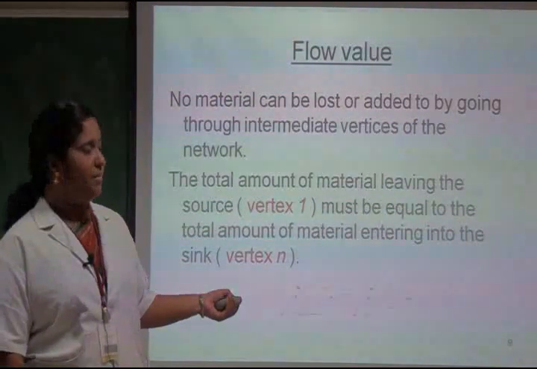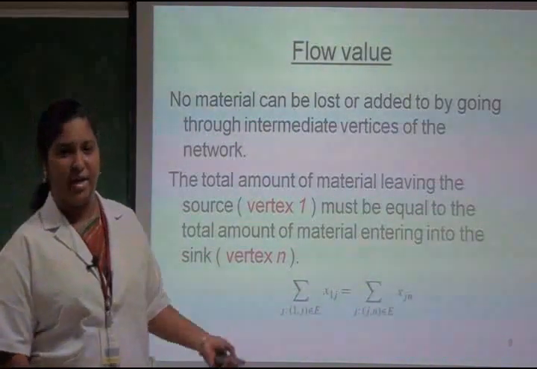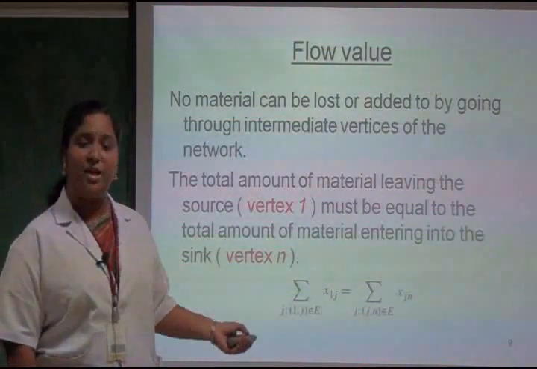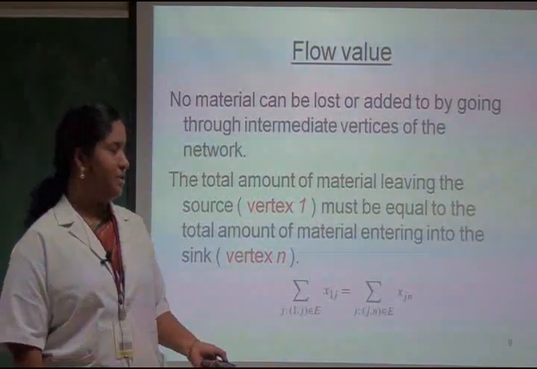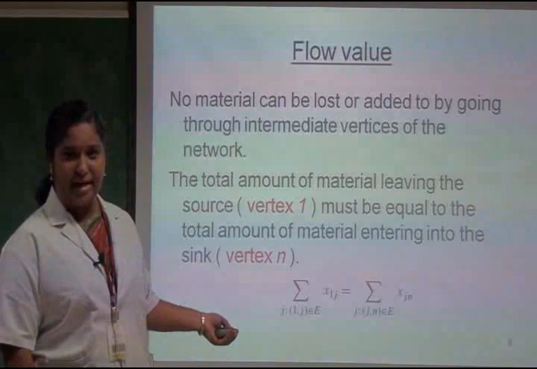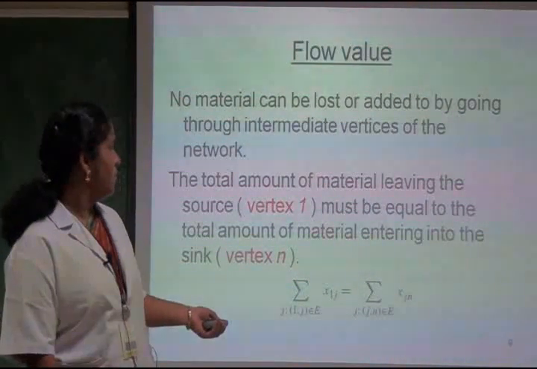The source vertex is represented by vertex 1 and the sink is represented by vertex n. So this condition can be written like this: sigma x1j is equal to sigma xjn. Sigma x1j represents the total amount of material exiting from the source vertex, whereas sigma xjn represents the total amount of material reaching the sink.